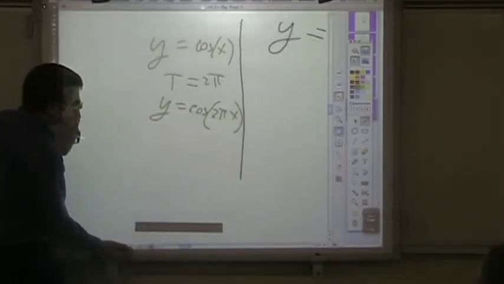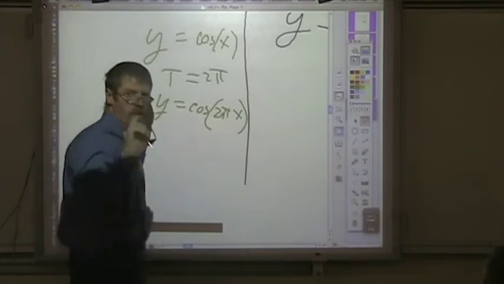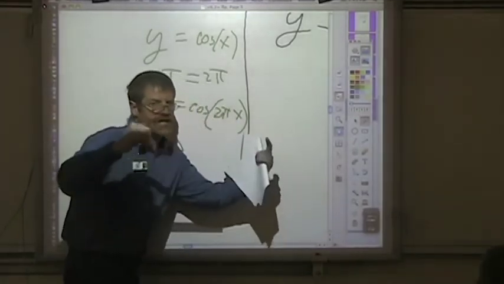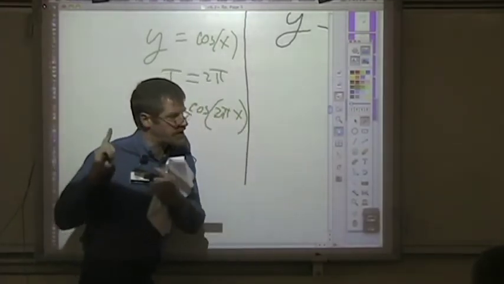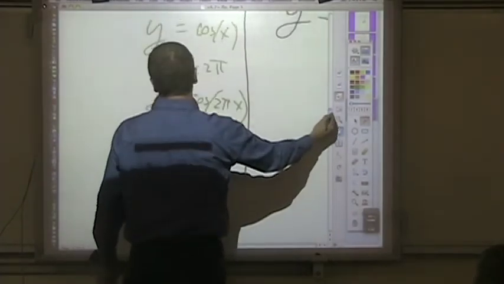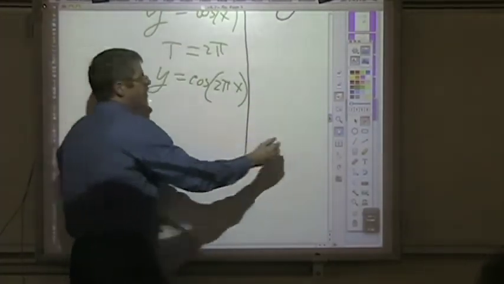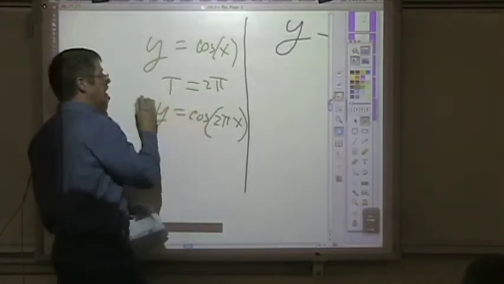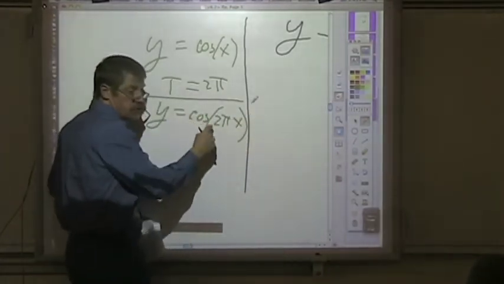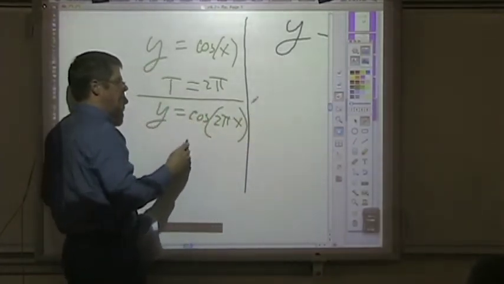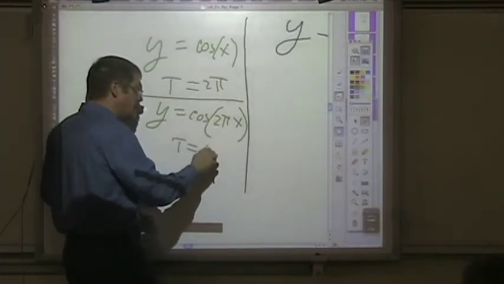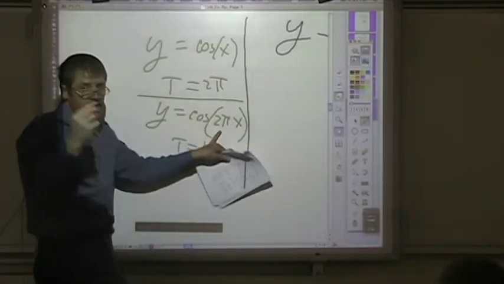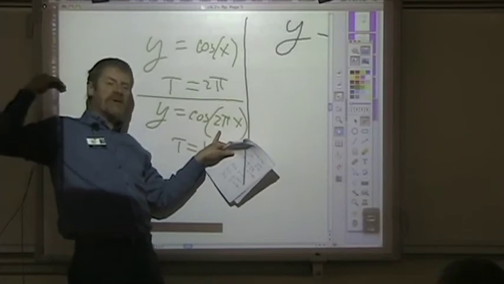So it's just a sequence of problems to show you how to go from graph to equation and just take the period off of the graph and plug it right into the equation. That's the purpose of this sequence of problems. So if the period of cosine x is 2 pi, then Stephen, what's the period of cosine 2 pi x? 1. Yeah, it's 2 pi divided by 2 pi equals 1. So now I've got a special function that always has a period of 1.